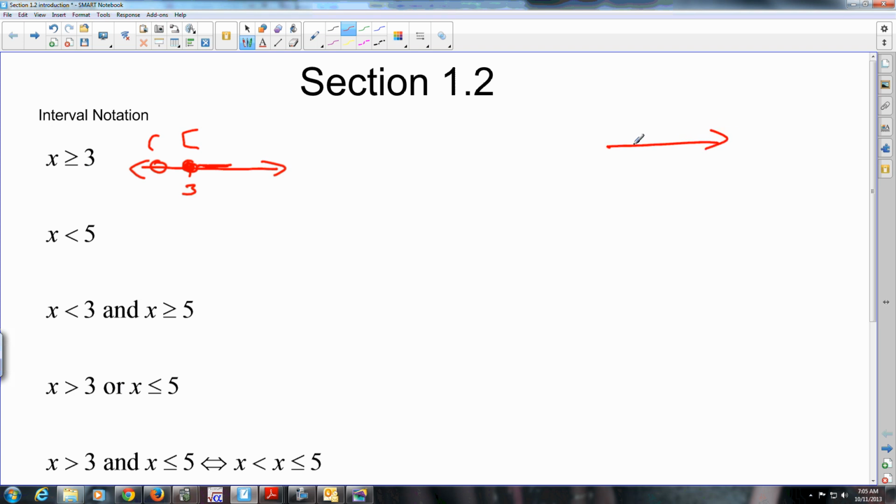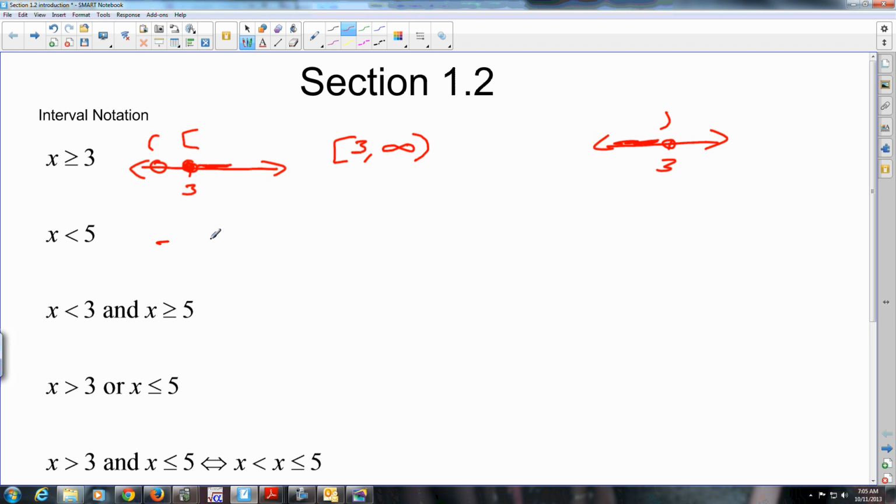If you had it shaded left with an open circle, it would have a parenthesis facing left, because that's the direction you travel. You write stuff in interval notation reading from left to right. You're starting at 3, you're including it, and you're going off to infinity. So that would be the right side. And infinity always gets a parenthesis.